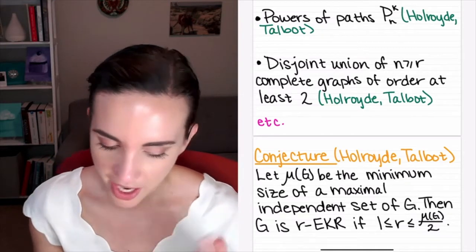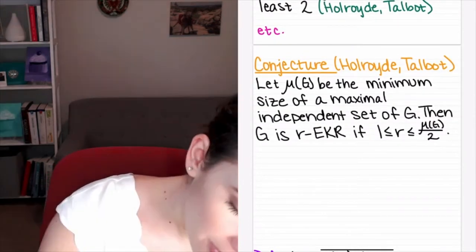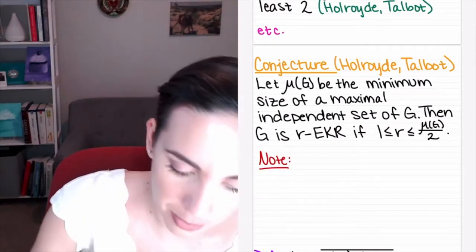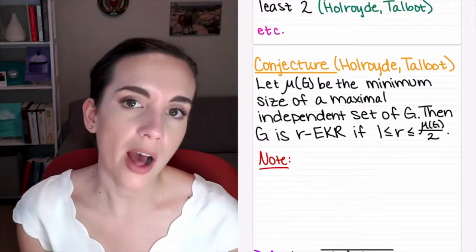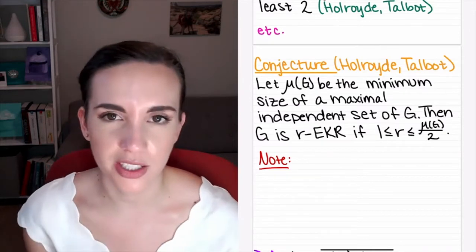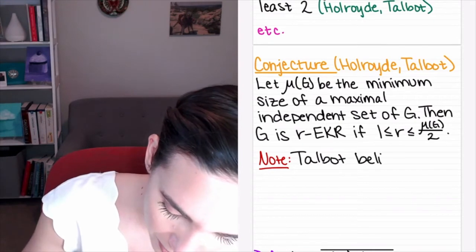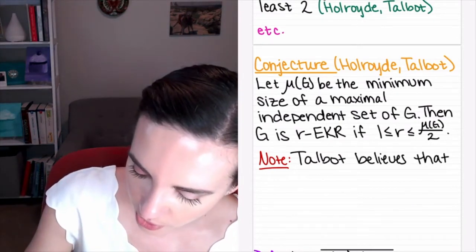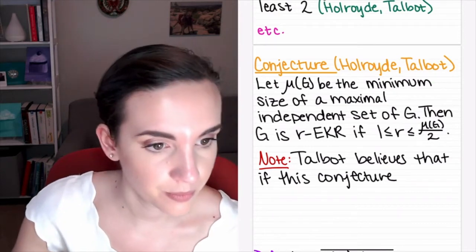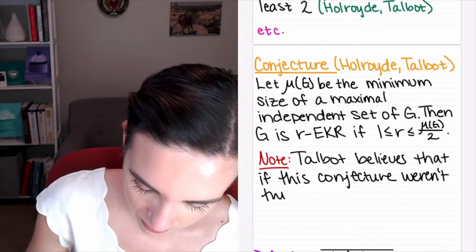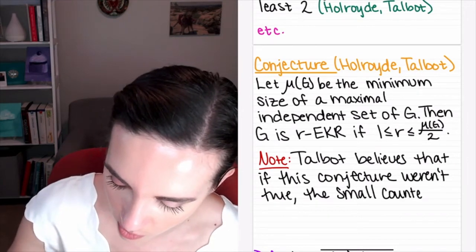So this conjecture has been long studied and long worked on, and Talbot has this idea that if there was a counterexample to this conjecture, then it would be a well-covered graph. That would be the smallest counterexample that we would find. Talbot believes that if this conjecture weren't true, the smallest counterexamples would be well-covered graphs. And I'll let you know what well-covered graphs are in just a moment.